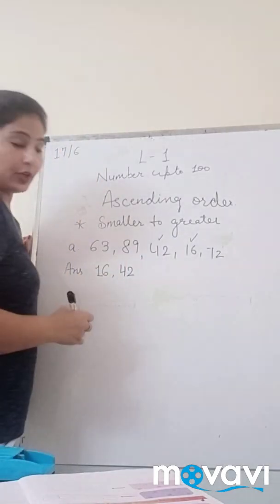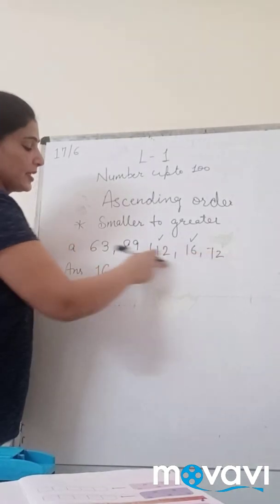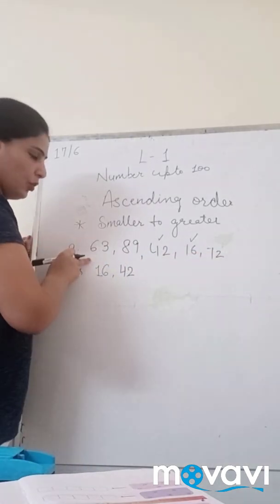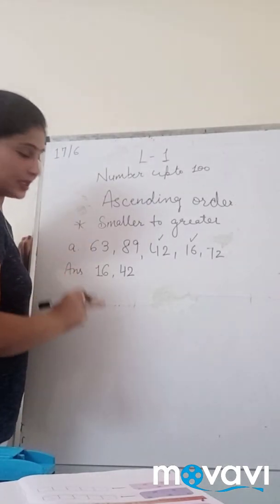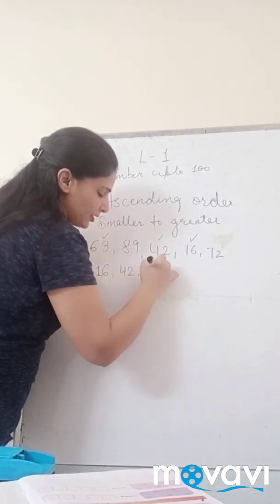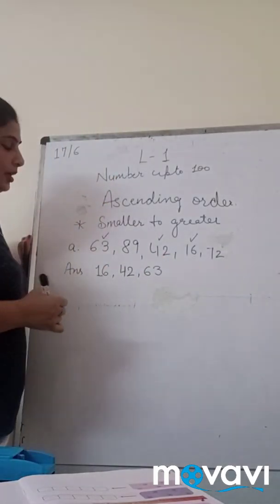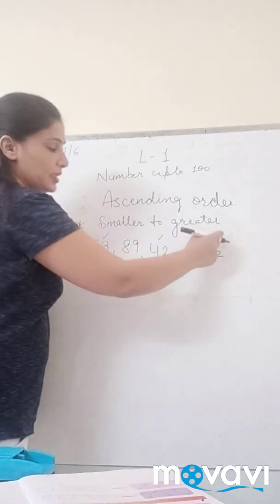Now after 42, I have taken 16 and 42. Now I will see if there is any number from the 50 series. No, there is no number of the 50 series. Now I will find out if there is any number from the 60 series. Yes, it is 63. So I will put a tick on 63 and I will write 63 here. Now I will see if after 63 there is a number of the 70 series.